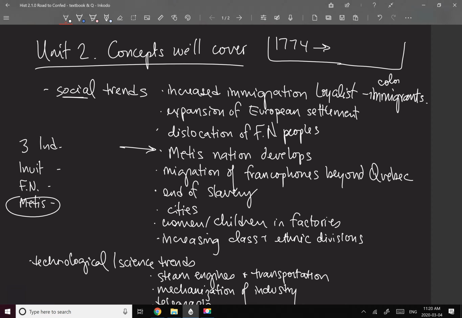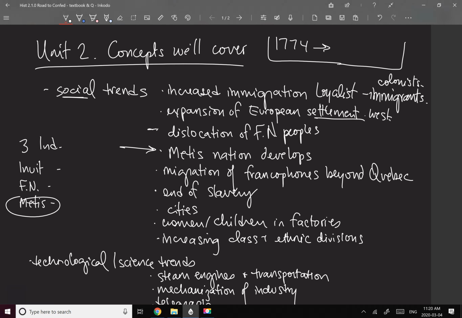Some of them are going to be the loyalists that are moving up, and others will be immigrants. Not necessarily colonists, but immigrants in the sense that they come directly from a home country, not part of the second or third generation of people that had already been colonizing this territory, okay? We're also going to have an expansion of the European settlements, so they're going to start opening further and further west. Because you're going to open up that expansion west, that means that there are people that have traditionally used those lands, and so there'll be the dislocation of the First Nations people.